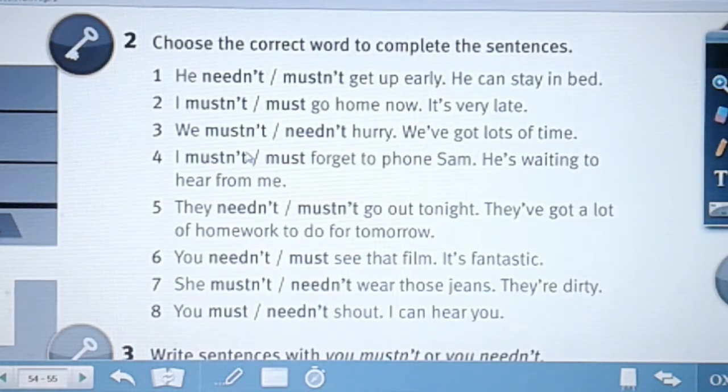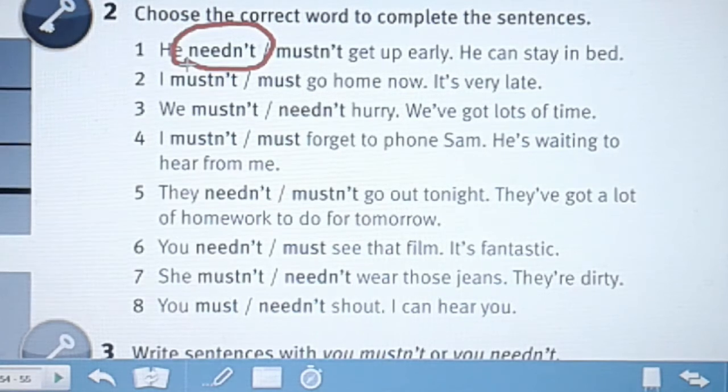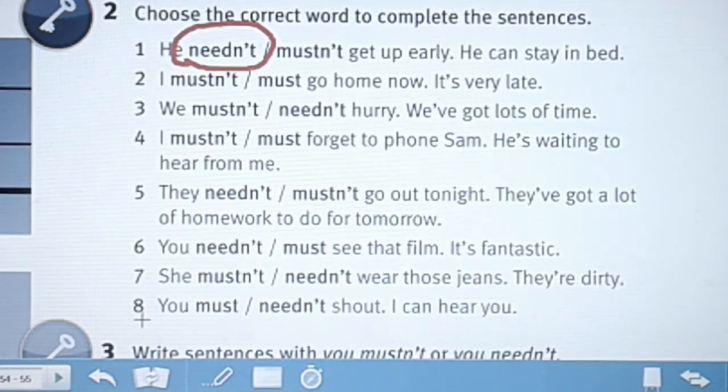After finishing the first part, then you can do part 2. You have to choose the correct word to complete the sentences. For example, number 1. He needn't or he mustn't get up early. He can stay in bed. What's the answer? Is it needn't or mustn't? The answer is needn't. So circle the answer. Please answer number 2 till number 8.